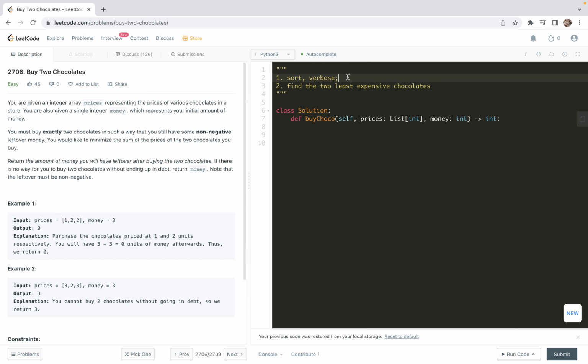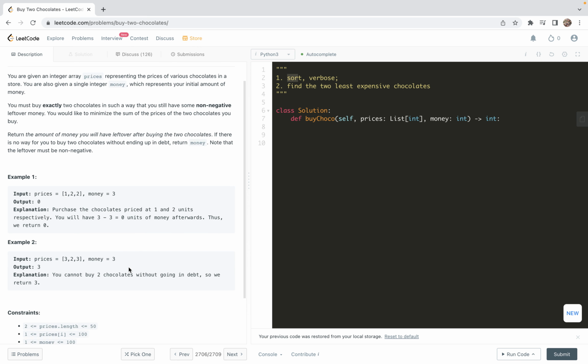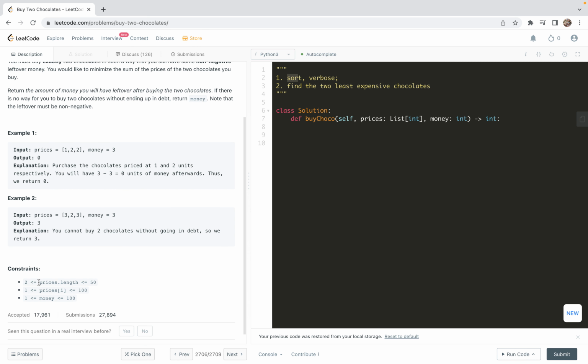The first solution involves sort. It's going to be O(n log n), where n is the length of the prices list, and the second one will be O(n) linear time. So let's first look at the first solution. Here we can make an in-place sort. This way, the first two correspond to the least expensive ones.